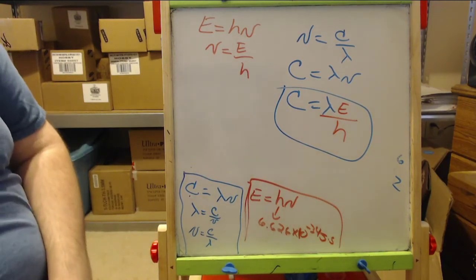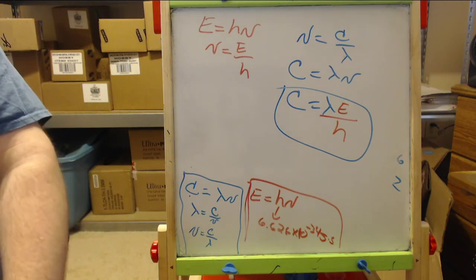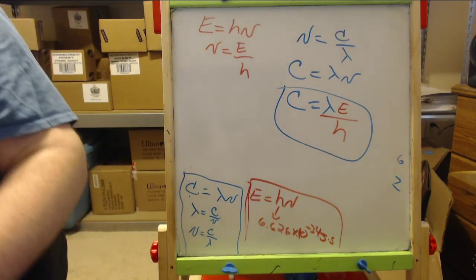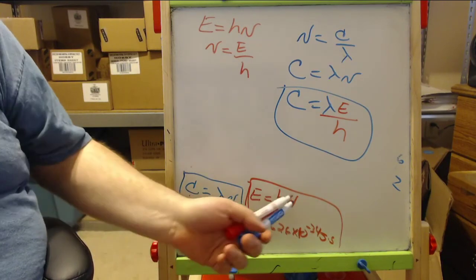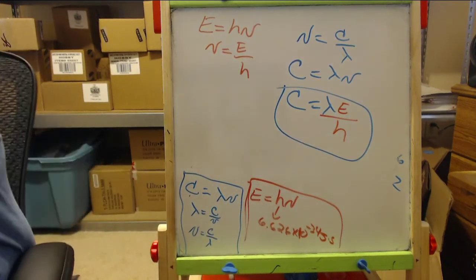You don't have to do that. I'm just showing you your book does that. You could solve for a frequency here, then plug it in here, and do it in two separate motions.